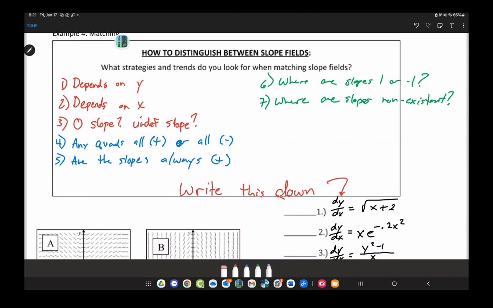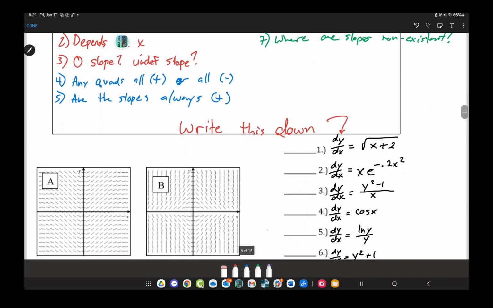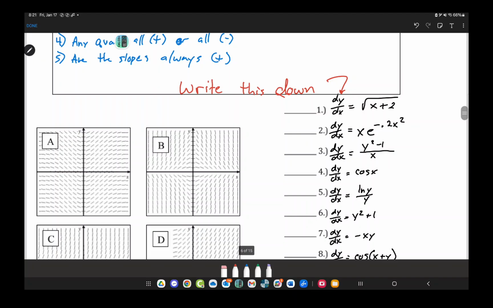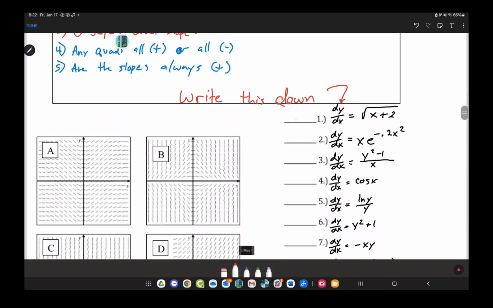Let's look at this first function. This function is a little special because do I have an area where the function doesn't exist? Yeah, where does the function start? At -2. So where x is anything less than -2, my function cannot exist. So this should be pretty easy to determine, it's graph D, because x must be greater than or equal to -2.